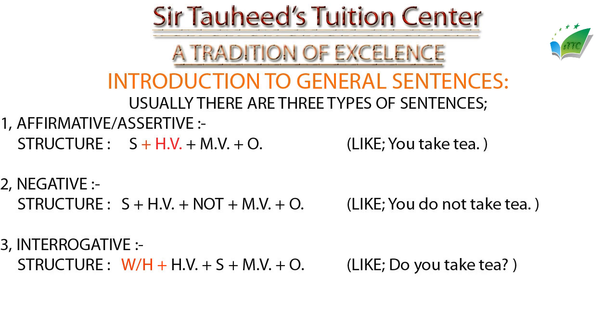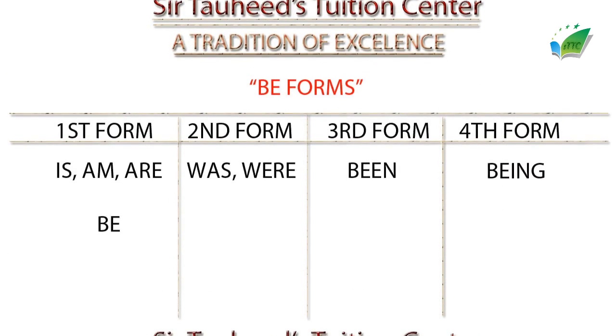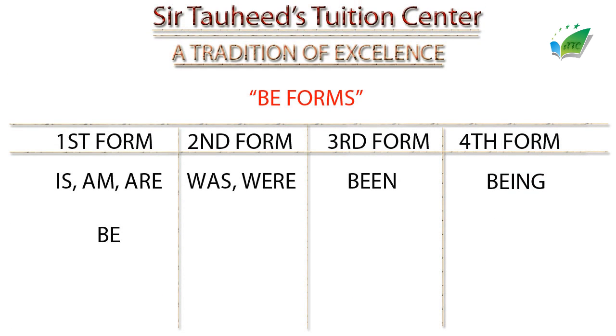So that's all about general sentences. Now let's move on to today's next topic, which is be forms. So now let's have a look at be forms. Just like any other verb, there are 4 forms of be. Be also consists of 4 different forms. It also contains 4 forms.